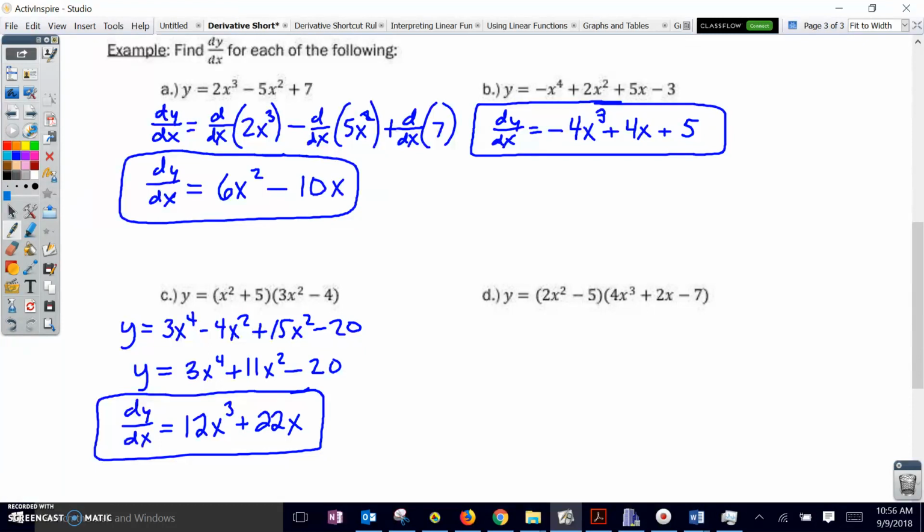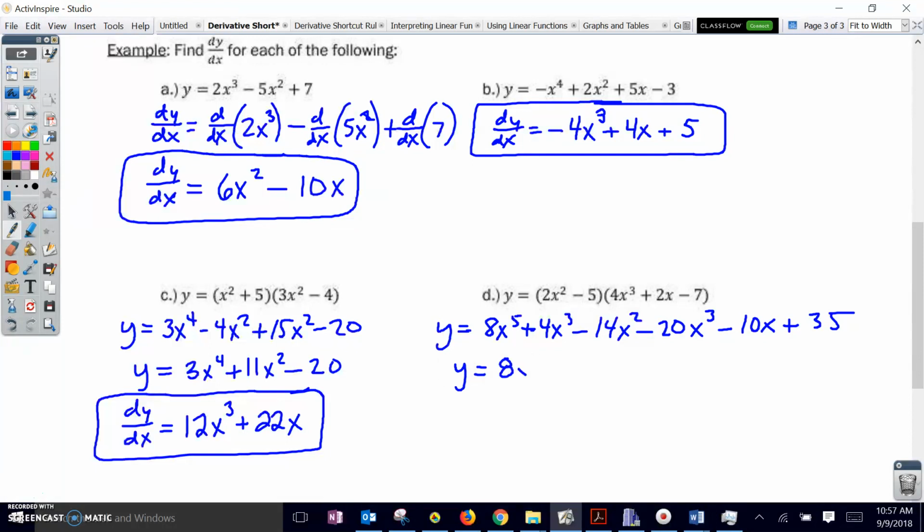I'm going to do the same thing in part D, a little bit more elaborate with the expansion, since we've got a binomial times a trinomial. But I'm going to take 2x squared times everything first. That gives me 8x to the fifth plus 4x to the third minus 14x squared. And then I'm going to multiply the minus 5 times everything. I'll combine any like terms and write this in standard form. So I've got y equals 8x to the fifth minus 16x to the third minus 14x squared minus 10x plus 35.